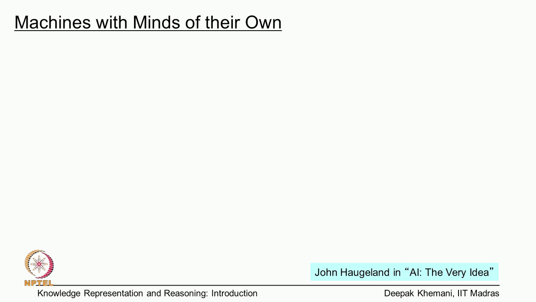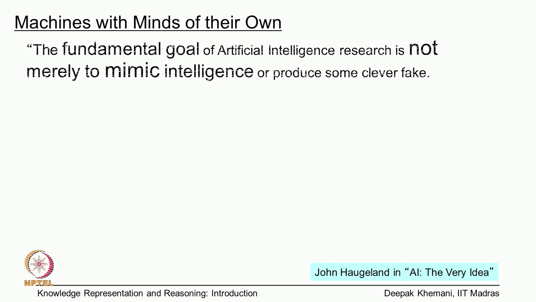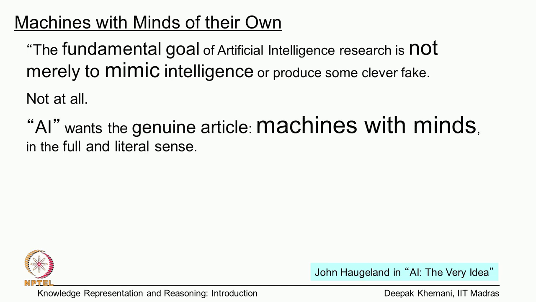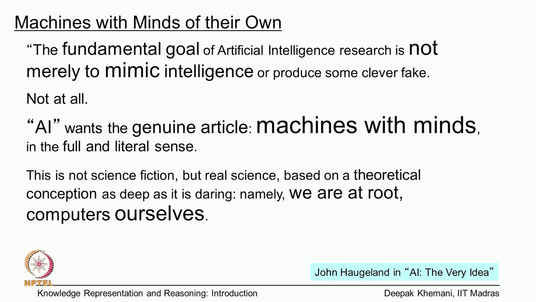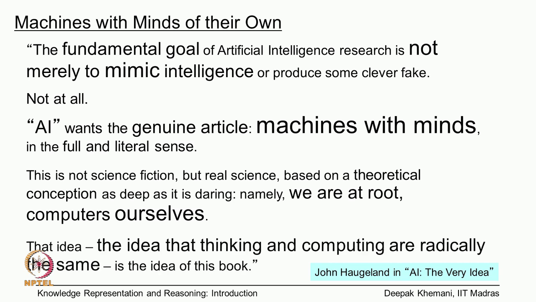But the definition which I like most is due to this guy called John Haugeland. He is a philosopher by profession, and maybe that is why he gives this definition. He says the fundamental goal of artificial intelligence is not to mimic human intelligence, not to produce some clever fake, but it wants the genuine article. It wants machines with minds in the full and literal sense of the word.